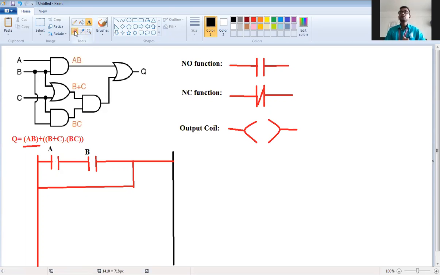But first of all, I have to erase this. So see, I will implement B plus C first. So what does this B plus C stand for? This B plus C stands for ORing function. Okay. So if B is on or C is on or both on, then output will be 1. Means what? See what I am drawing here.